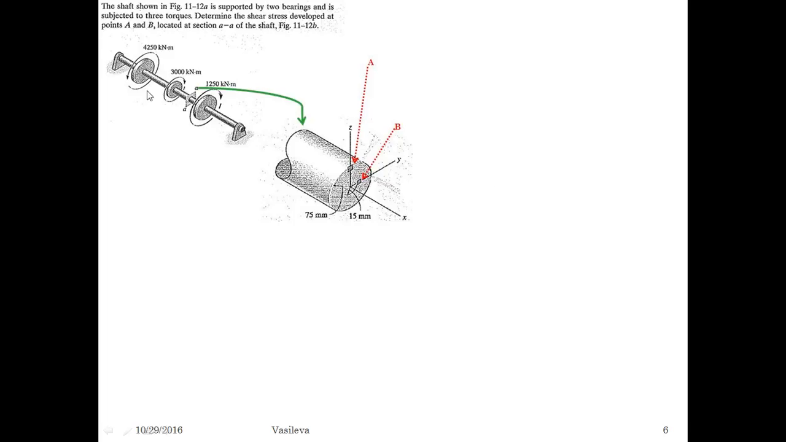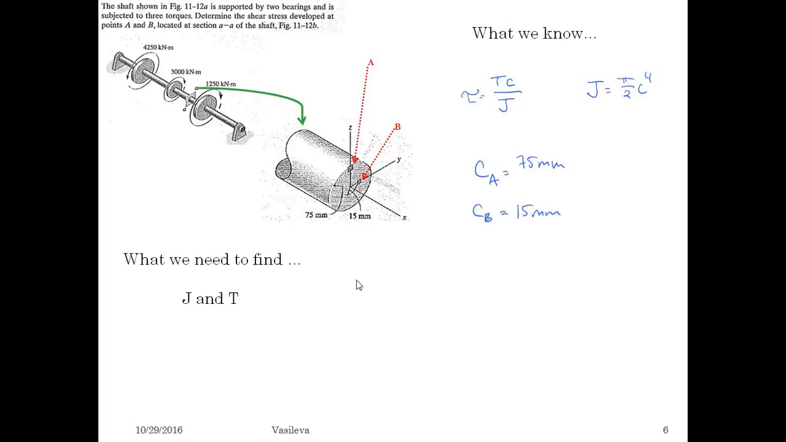Okay, so here's our problem. What do we know? We know our equations. Shear stress is what we're looking for. So shear stress equals Tc over J, and J equals pi over 2 c to the fourth. We also know that for point A, the radius is 75. For point B, it's 15. So what do we want to find? In order to find the shear stress, we need to find the polar moment of inertia and the internal torque. I'm going to start with the polar moment of inertia because it's pretty straightforward.